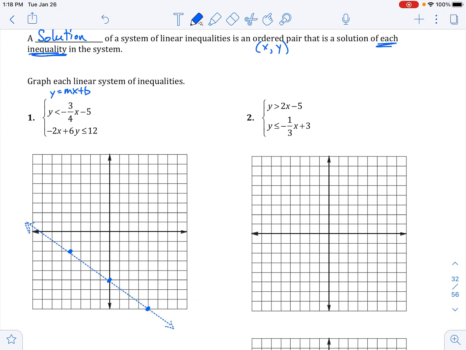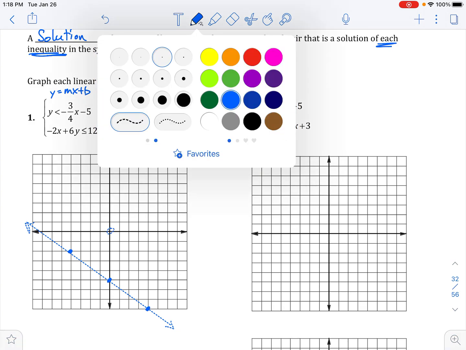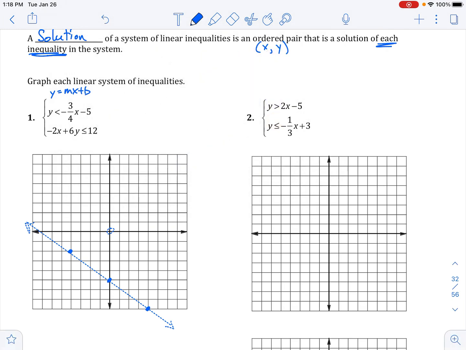I'm going to pick a test point, and again, I'm going to keep sticking with blue here because my test point I'm going to use is up here, and I'm going to test 0, 0. If I test 0, 0, I get the statement, is 0 less than -3/4 times 0 minus 5, is 0 less than -5? Well, I know that to be false, so that means up here it is false, which tells me down here it would be true. So I'm going to put little arrows here because I'm going to have to graph the second line and look for the intersection of those two shadings.